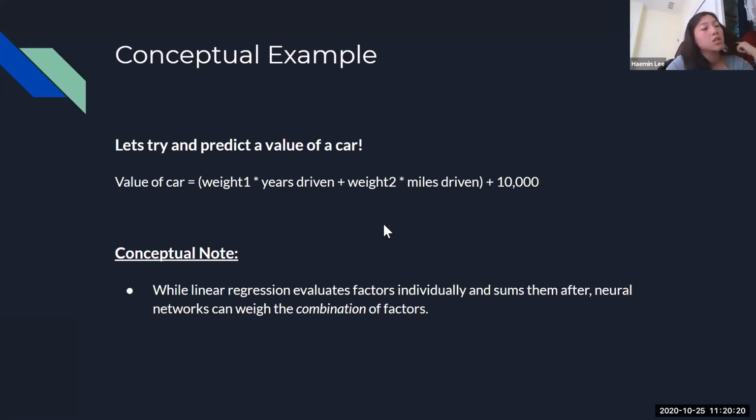One conceptual note to touch upon here is that linear regression can evaluate many factors individually and sum them after, right? But neural networks can weigh the combination of factors, which is why neural networks can be more effective and can pick up on more nuance than linear regression some of the time.